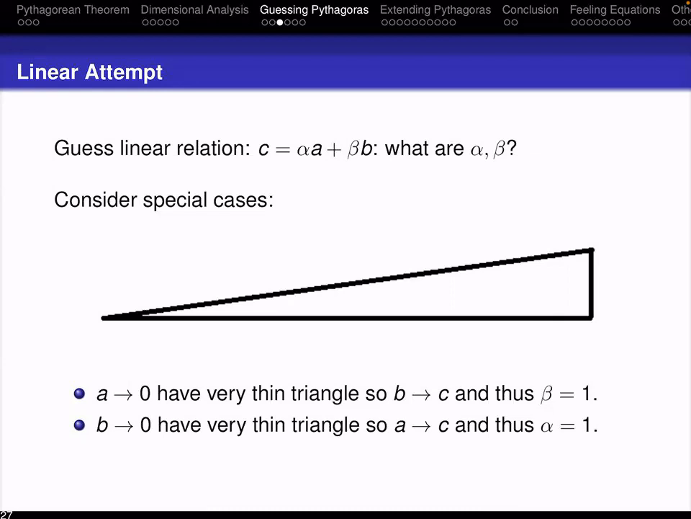Or we could have just said we believe alpha and beta should be the same, but this is a little bit nicer. So by looking at special triangles like this, we know as we go thinner and thinner, B and C, or A and C, are almost the same. So the only possibility is that beta and alpha equal 1. And so does C equals A plus B make sense? That's the only possible linear relationship.